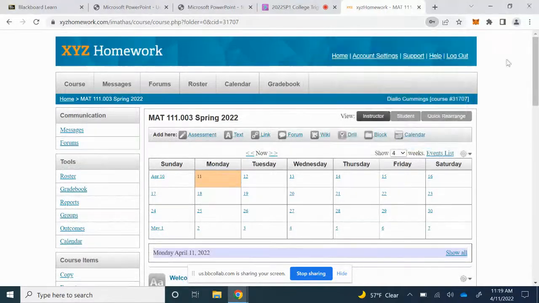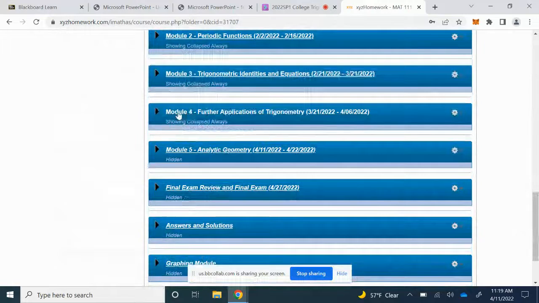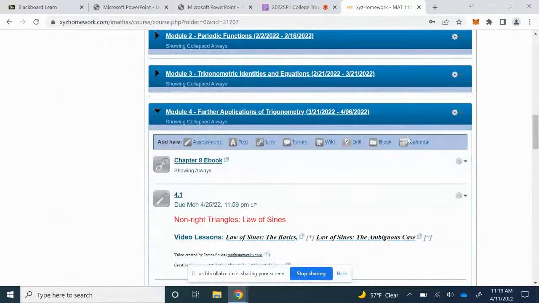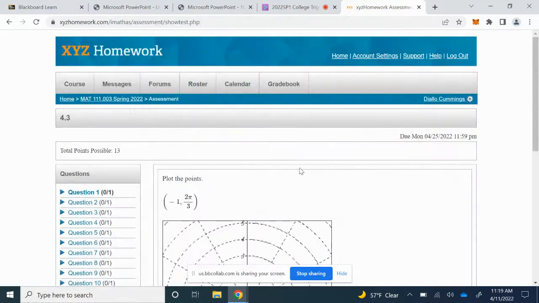All right, and I believe the last time we left off, we had finished the law of cosines. We kind of talked about the ambiguous case, and then I believe we went into section 4.3, which was polar coordinates.